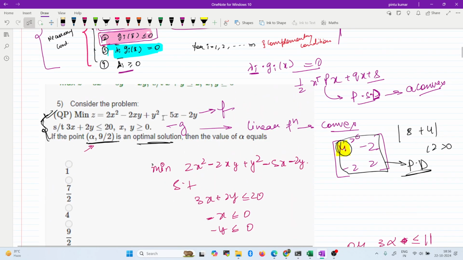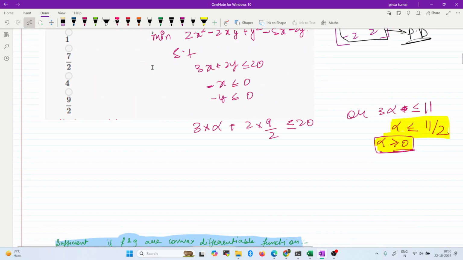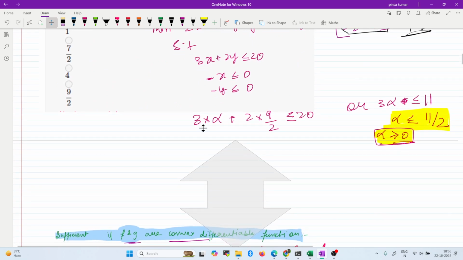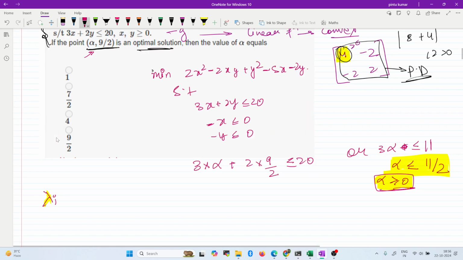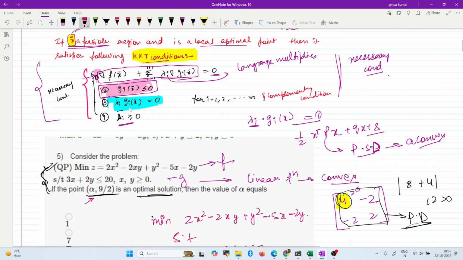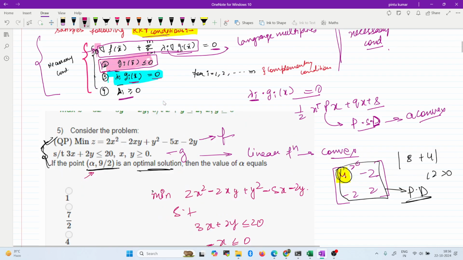Now let's see what we can do. Okay, let's look at the third condition and see if we can get something out of it. So what does my third condition say? That lambda i multiplied by gi of x should be equal to 0, right?